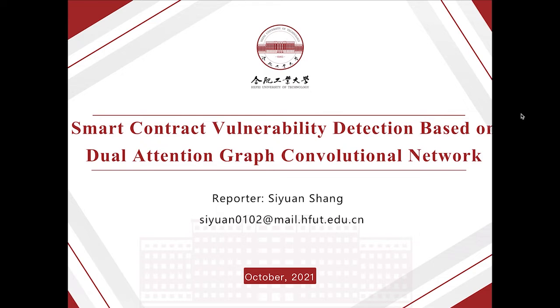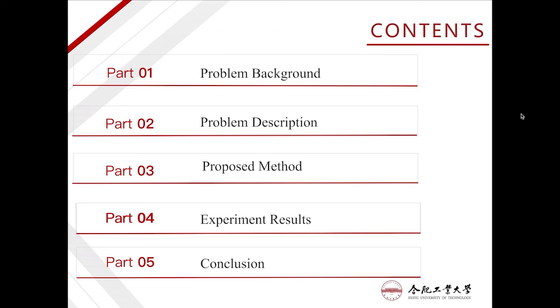The title of my paper is Smart Contract Vulnerability Detection based on Dual Attention Graph Convolutional Network. Next, I will report the following aspects, including problem background, problem description, proposed method, experiment results, and conclusion.